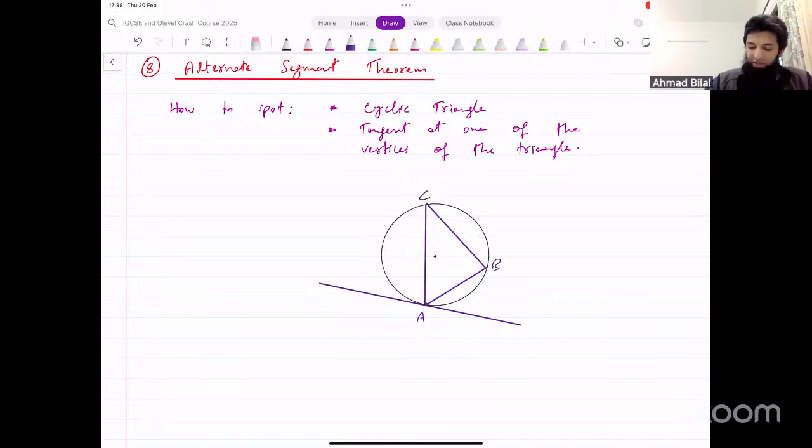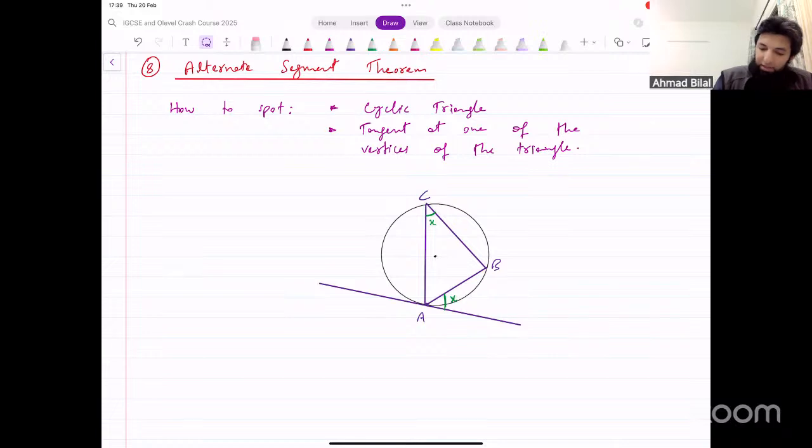In a situation like this, the angle that this chord makes with the tangent, if this is x, the opposite interior angle of that triangle is also going to be x.